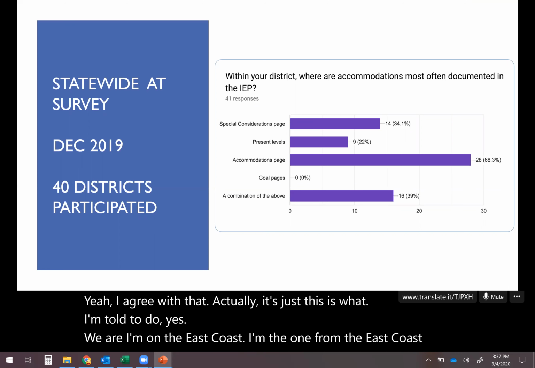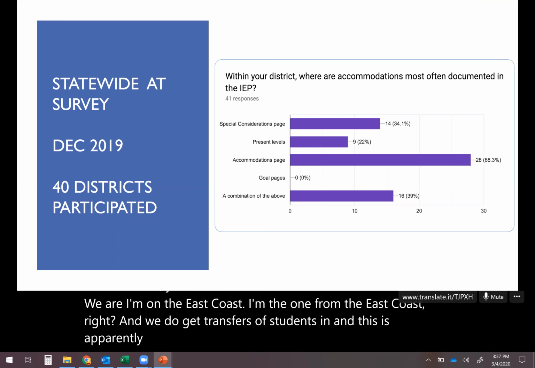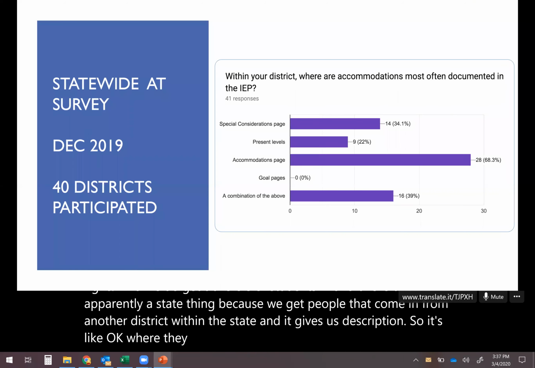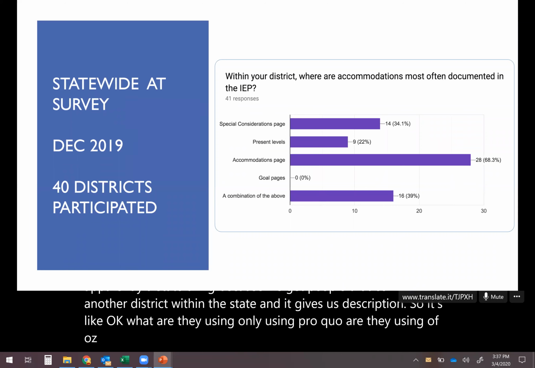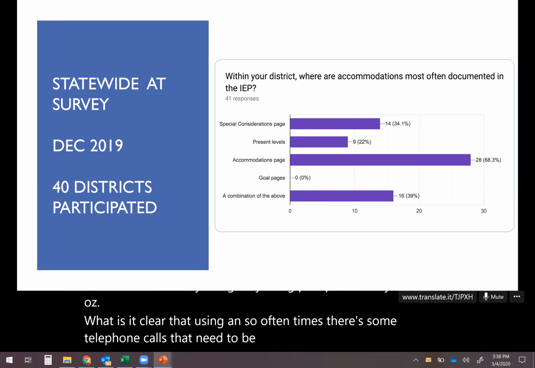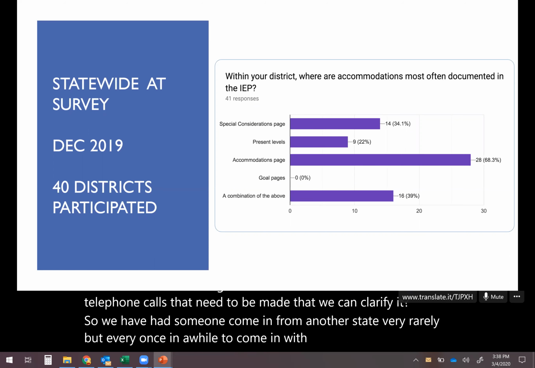Right. And we do get transfers of students in, and this is apparently a state thing, because we get people that come in from another district within the state, and it gives us a description. So it's like, okay, what are they using? Are they using Proloquo? Are they using Avaz? What exactly are they using? And so oftentimes there are some telephone calls that need to be made so that we can clarify it. We have had some that come in from another state, very rarely, but every once in a while it will come in with the app or the device named.